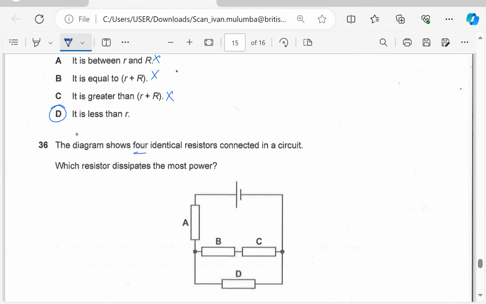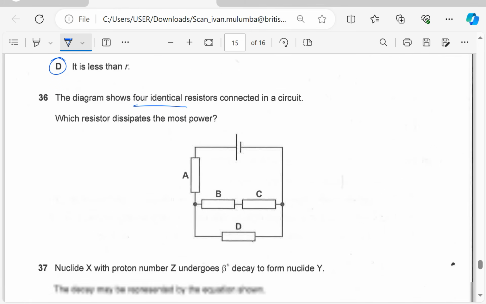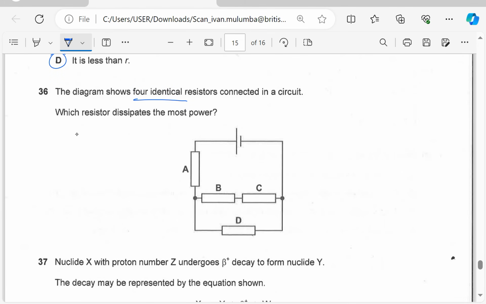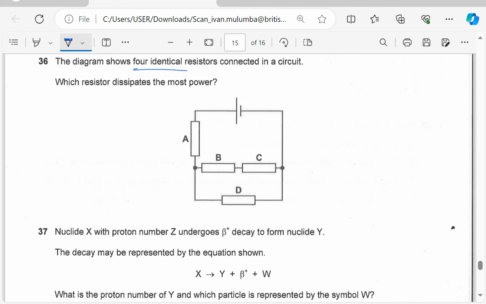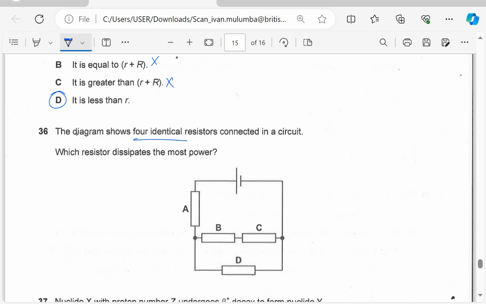The diagram shows 4 identical resistors connected in a circuit. Which resistor dissipates the most power? So the easiest way to do this is just to give them voltages and resistances, because they're identical. Let me just say the power supply is 10 volts. Or maybe I should use a simpler number to divide with, such as 6 volts. And I'm going to give each of them 1 ohm.